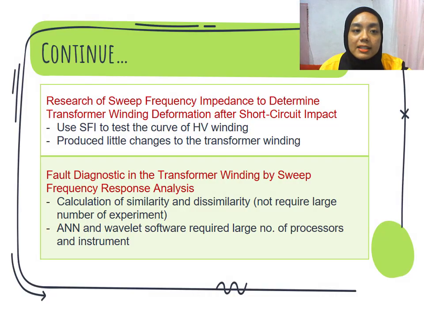Continuing from the previous research, the research on sweep frequency impedance to determine transformer winding deformation after short circuit impact. It uses SFI to test the curve of the high voltage winding, and it can also detect little changes in the transformer winding. And lastly, fault diagnostic in the transformer winding by sweep frequency response analysis. The calculation of similarity and dissimilarity does not require a large number of experiments, while ANN and wavelet software require a large number of processes and instruments.